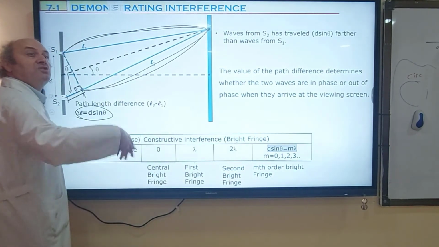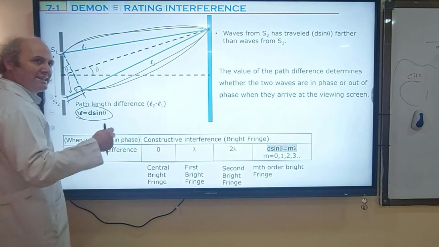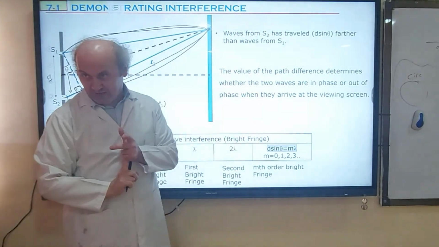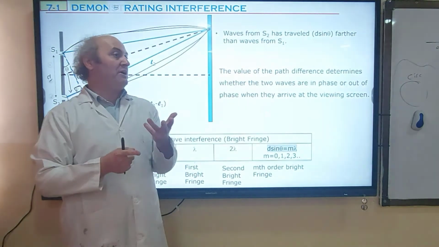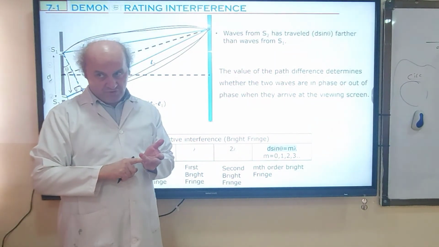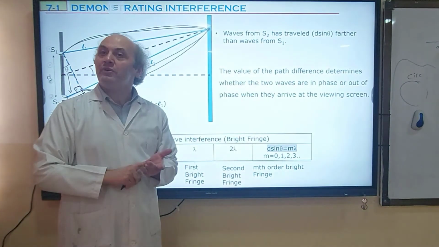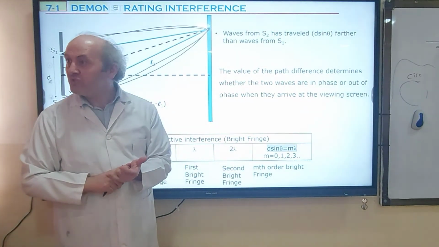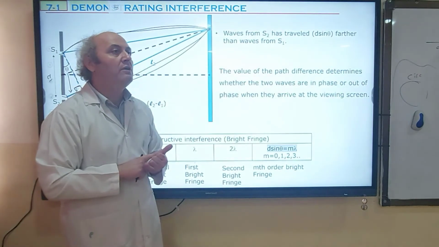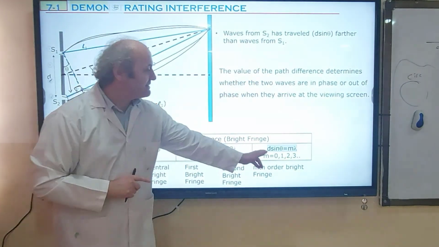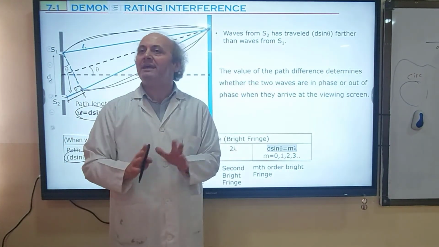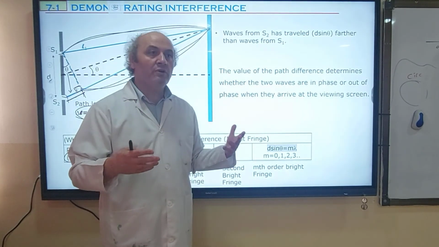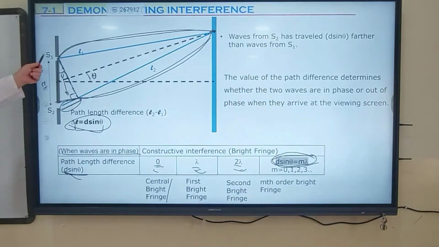If 3 lambda, third. Basically, if d sine theta is equal to m times lambda, where m is 0 for the central bright fringe, m is 1 for the first bright fringe, m is 2 for the second bright fringe, m is 3 for the third bright fringe. d sine theta equals m lambda is the equation for calculating bright fringes.